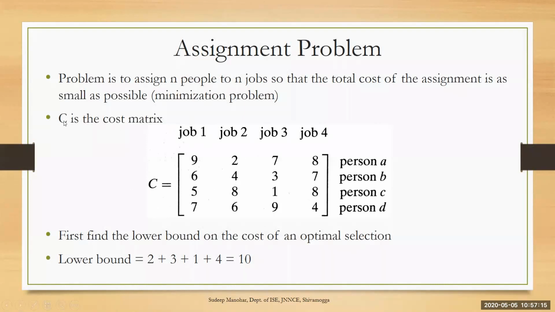Now, so this C is a cost matrix. C is the cost matrix which gives the cost incurred for different jobs by each person. For example, what the first row tells is person A can do the job number 1 at a cost of 9, job number 2 at a cost of 2, job number 3 at a cost of 7, job number 4 at a cost of 8.